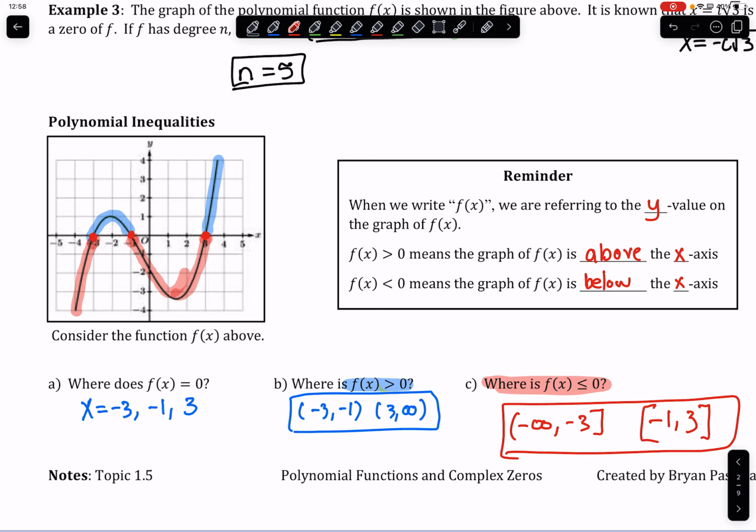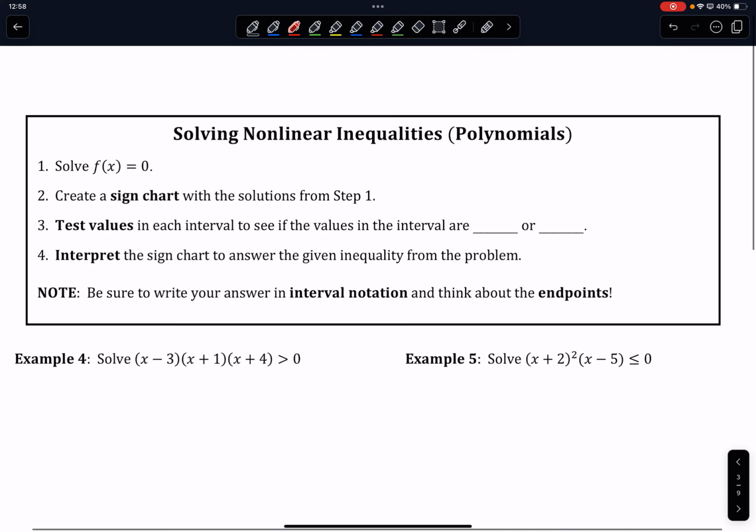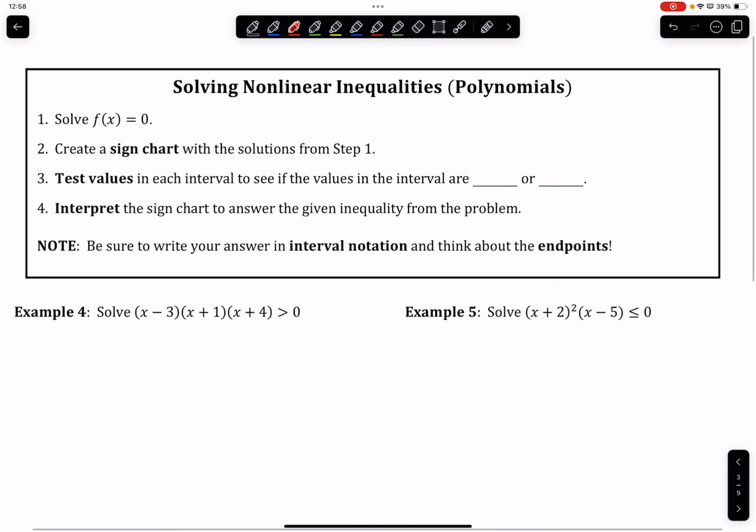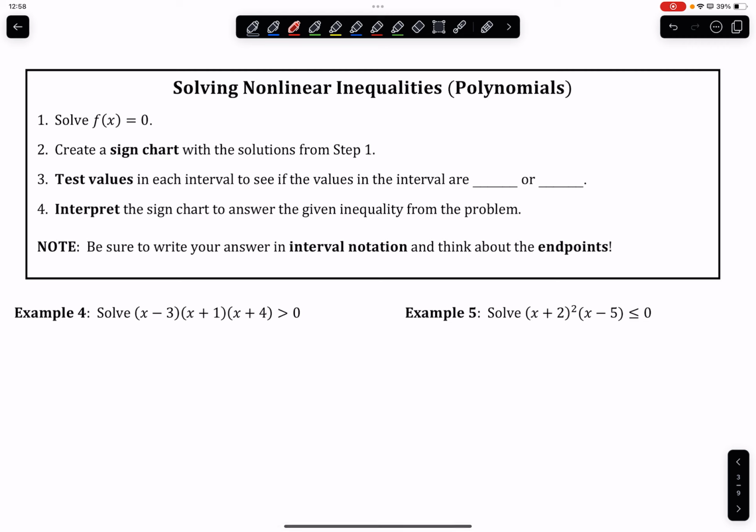Let's move now to the back. Let's look at the back of this. And let's look at how we do this algebraically without looking at a graph. So solving nonlinear inequalities, again, polynomials, we start by first solving f of x equal to 0. So we look for when the function is equal to 0.